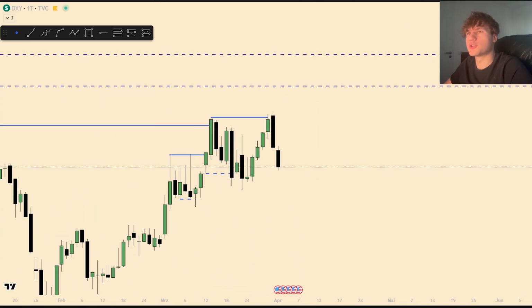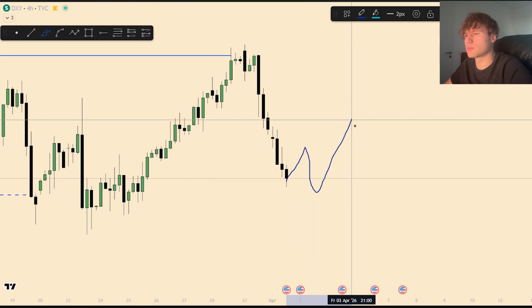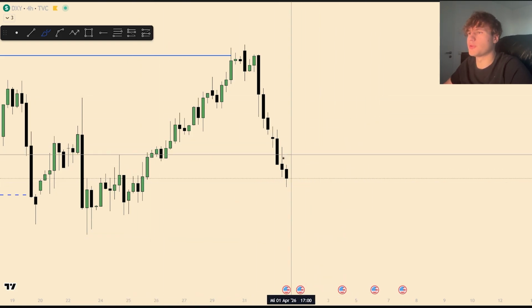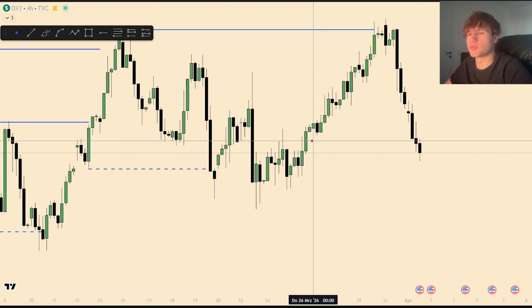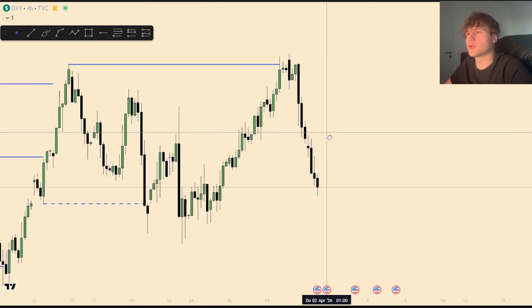So I would just wait for maybe something like this, some structure to form, and then to take further longs, because I prefer longs more than shorts. But right now we have to wait it out and see.